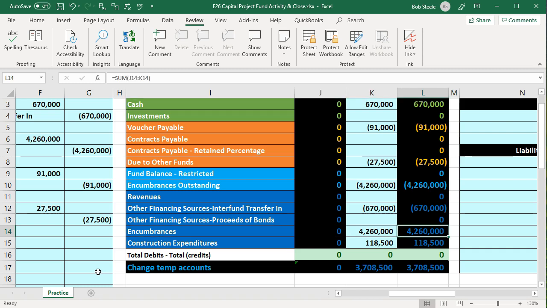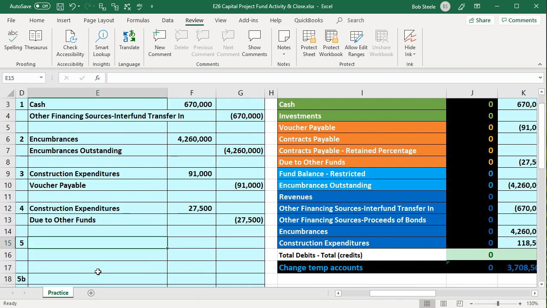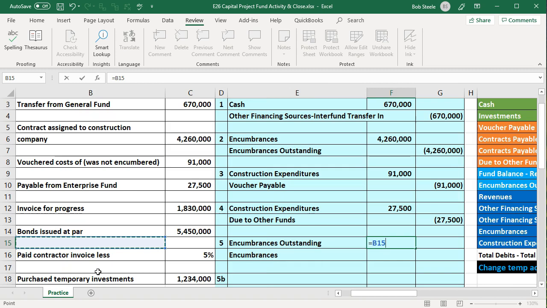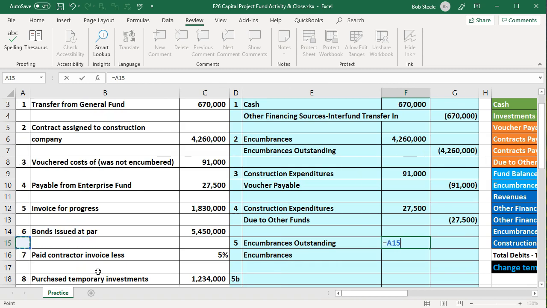It's got a debit in it. We're going to credit the encumbrances and debit the other side of it, which would be the encumbrances outstanding. So we'll scroll down to number 5. We're going to pick up the encumbrances outstanding for the debit side. We're going to pick up the encumbrances for the credit side. And we will pick up the amount given in the problem for the amount side of the column. And that's going to be the $1,830,000. That'll be the debit and that'll be the credit.